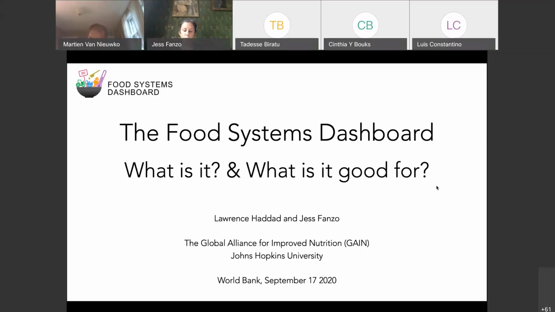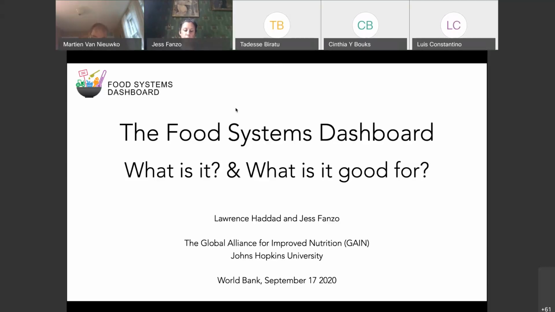So to showcase the dashboard, we are very pleased to have with us Lawrence Haddad, who is the Executive Director of the Global Alliance for Improved Nutrition, and Jessica Fanzo, a Professor of Global Food Policy and Ethics with the Johns Hopkins University. The bios of Lawrence and Jessica have been distributed along with the invitation. So I'm not providing details here, but participants, please have a look at them, because I think they're really impressive.